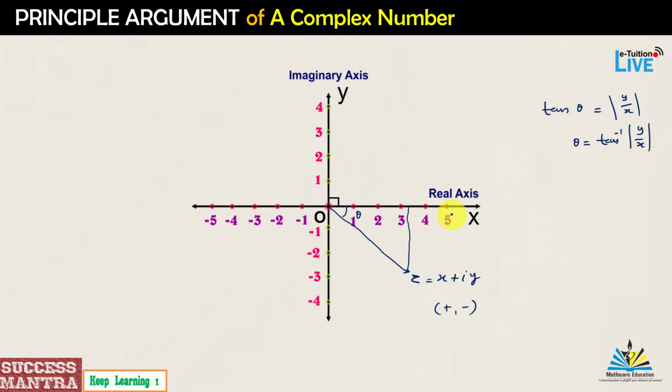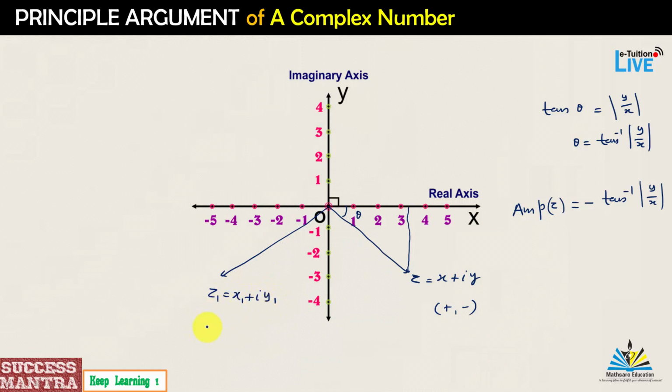But for the amplitude of z, we have to take the minus sign of theta, that is, tan inverse of mod y upon x, minus tan inverse of mod y upon x. In the same way, in this quadrant, if we have a complex number like this, that is z1 is equal to x1 plus iota y1.